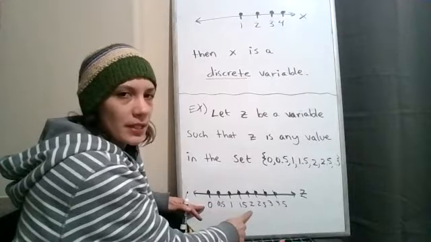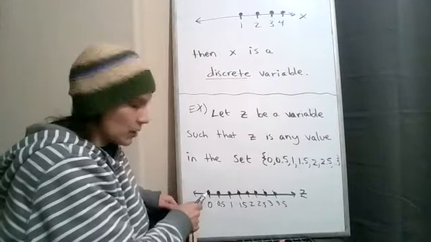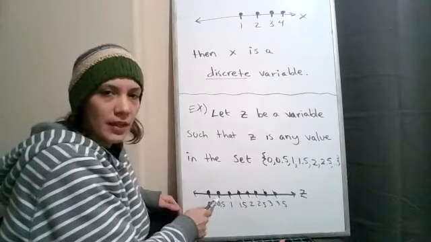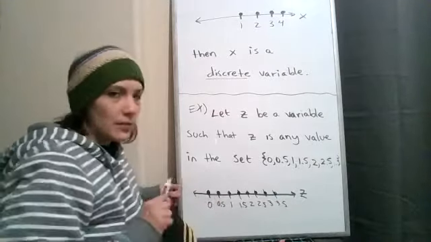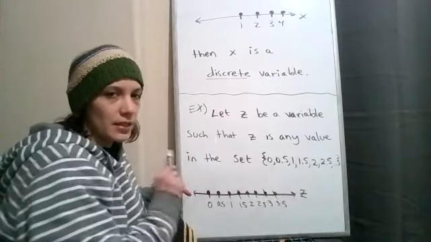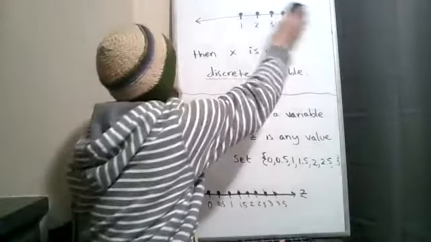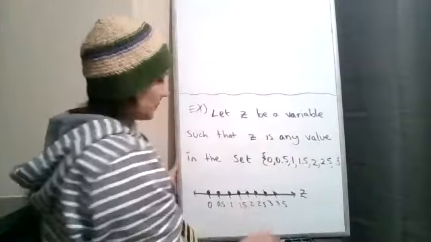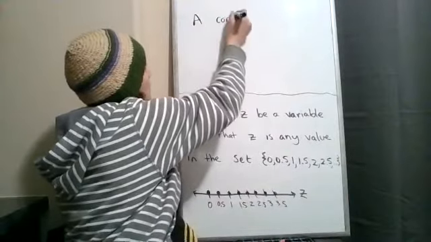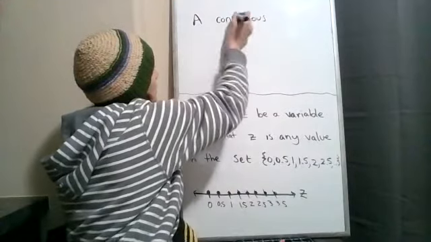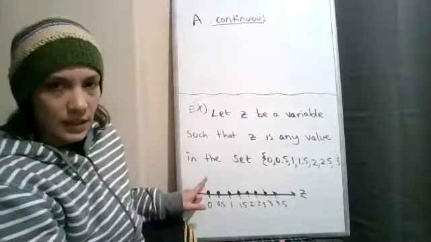And another way I think about these discrete, the graph for a discrete variable is when you draw them, you have to pick up your pencil to draw the next value, and you have to pick up your pencil to draw a different value. And with continuous graphs, you don't pick up your pencil at all. It's just, well, let's do that next. So continuous. Oh, by the way, z is discrete.